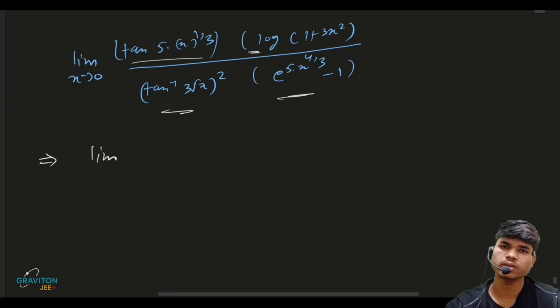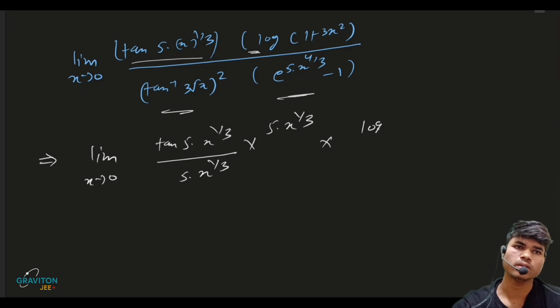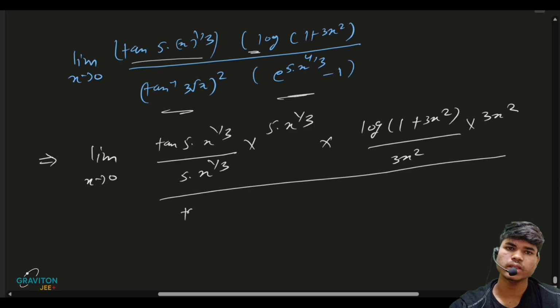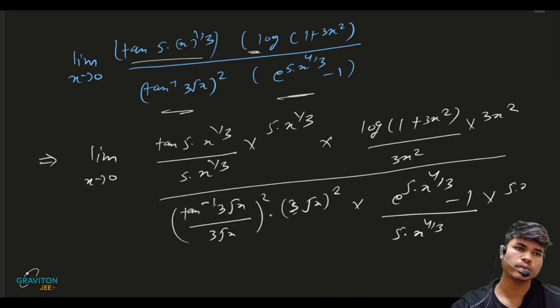So we have limit x tends to 0 of tan 5 into x to the power 1 by 3 divided by 5 into x to the power 1 by 3, into 5 into x to the power 1 by 3 into log of 1 plus 3x square divided by 3x square, into 3x square, whole divided by tan inverse 3 root x divided by 3 root x whole square, into 3 root x whole square, into e to the power 5 into x to the power 4 by 3 minus 1 divided by 5 into x to the power 4 by 3, into 5 into x to the power 4 by 3.